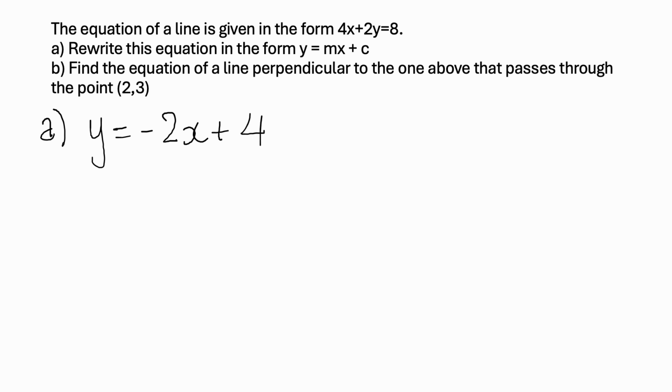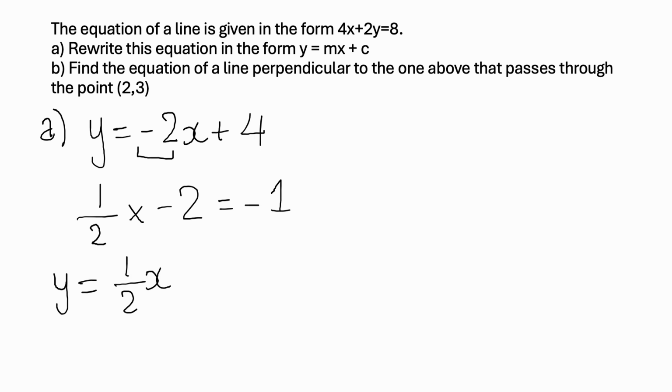Part B says to find the equation of a line perpendicular to the one above that passes through the point (2, 3). If two lines are perpendicular to each other, that means their gradients are negative reciprocals of each other. The negative reciprocal of negative 2, which is the gradient of this one, is a half, because if you did a half times negative 2, we get negative 1. Lovely. So now we can rewrite it as y is equal to half x plus c.